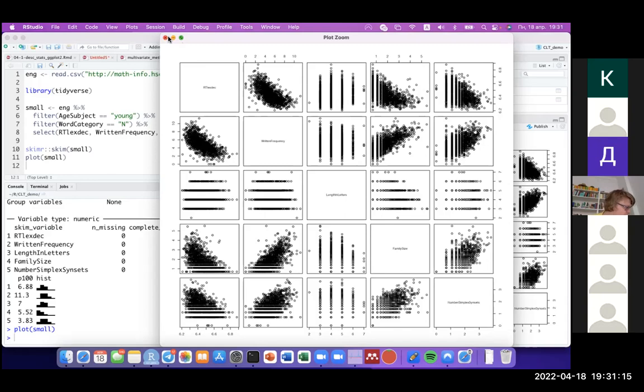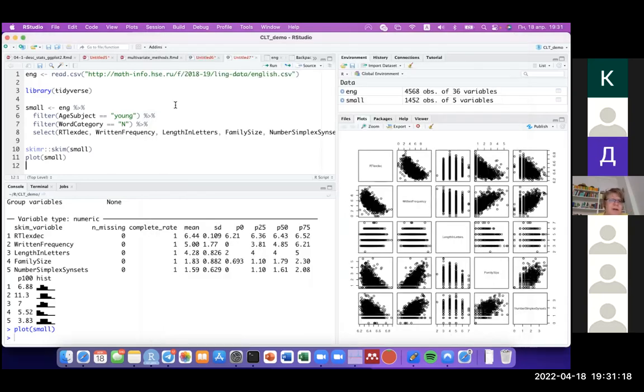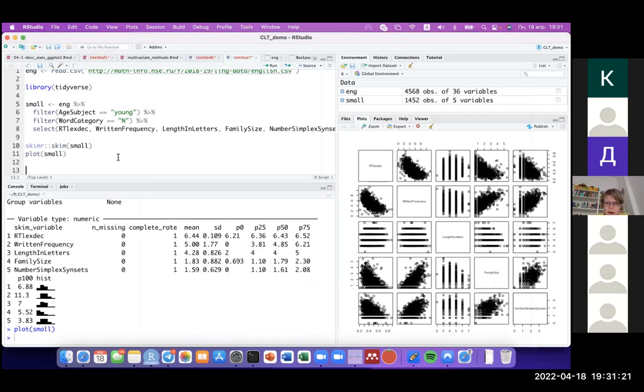Okay. And now let's do linear regression with all these predictors, with outcome RT lex DT. So again, as we used during the previous seminar, we'll use this function lm. The first parameter for this function is formula. Do you remember how to write a formula in R for linear regression? What is first? What is next?